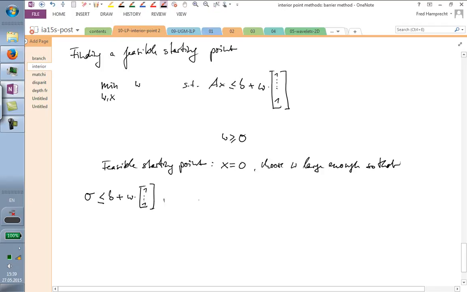This can be done by saying we pick the smallest value of b and we negate it, and then we actually only want to do anything at all if b has negative entries at all. Okay.